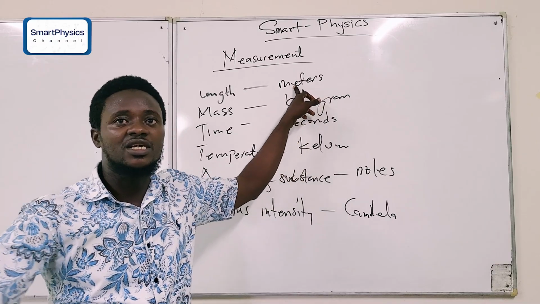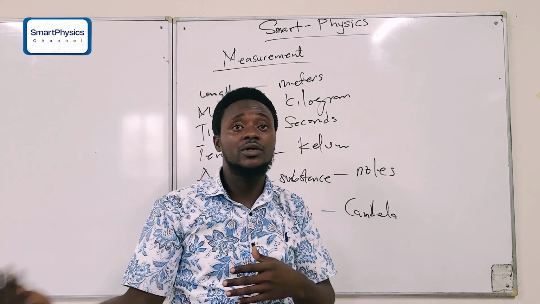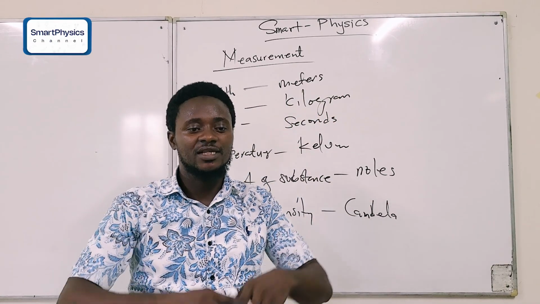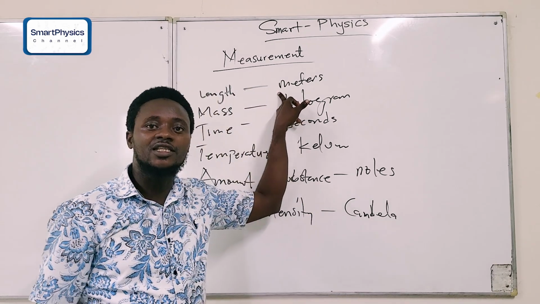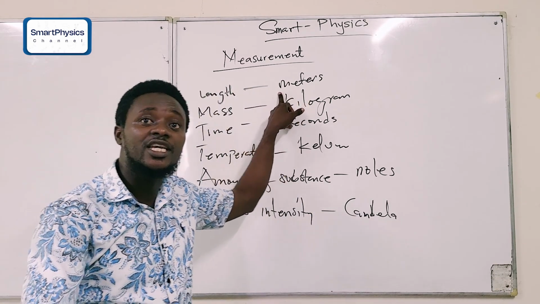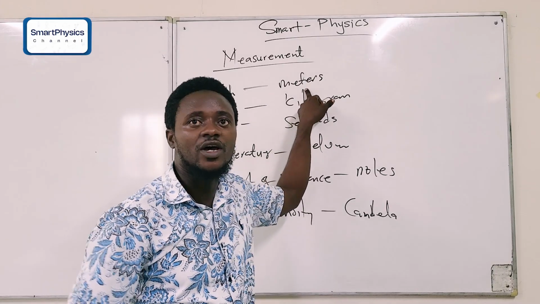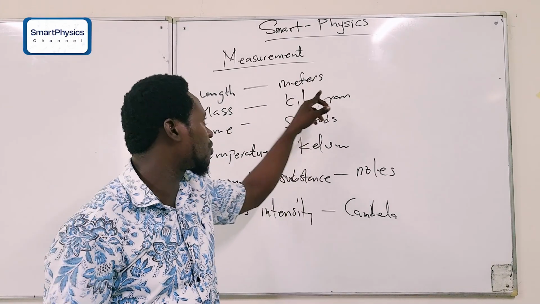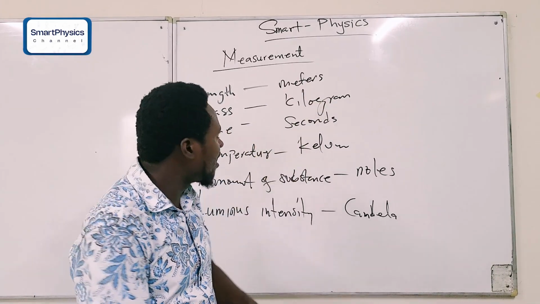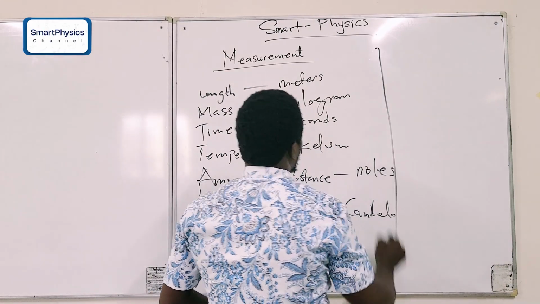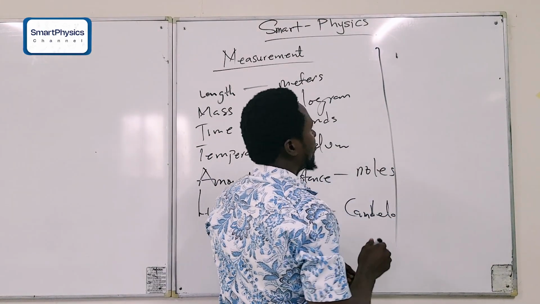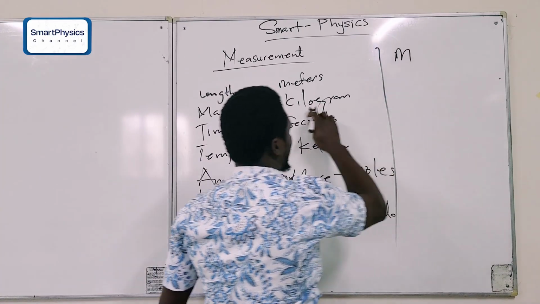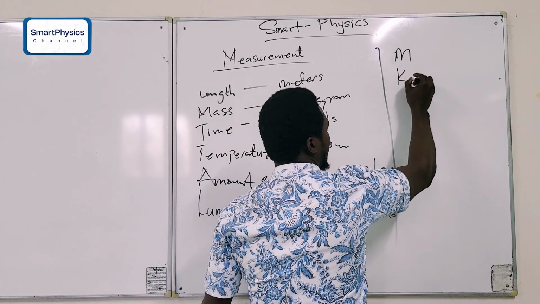You can choose to measure it in inches, in feet, and what have you. But then scientists came together and agreed on only one measure, that if you have a measure in feet, you should convert it to meters. If you have a measure in inches, you should convert it to meters and all that. The symbol for meters is a small m. For kilogram, we say kg.